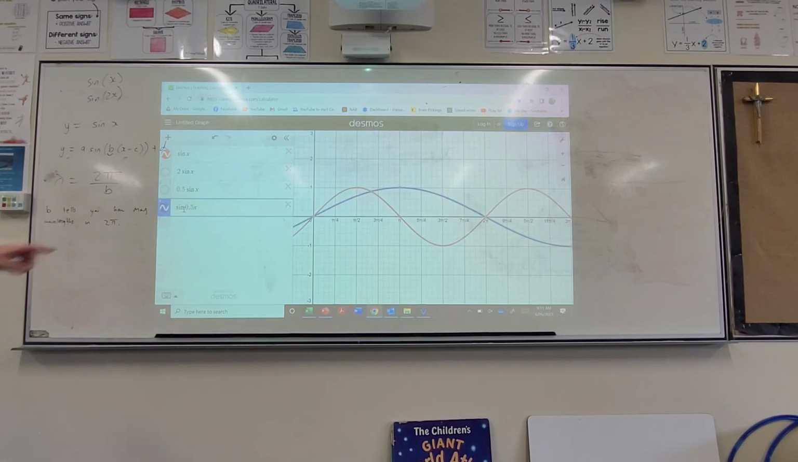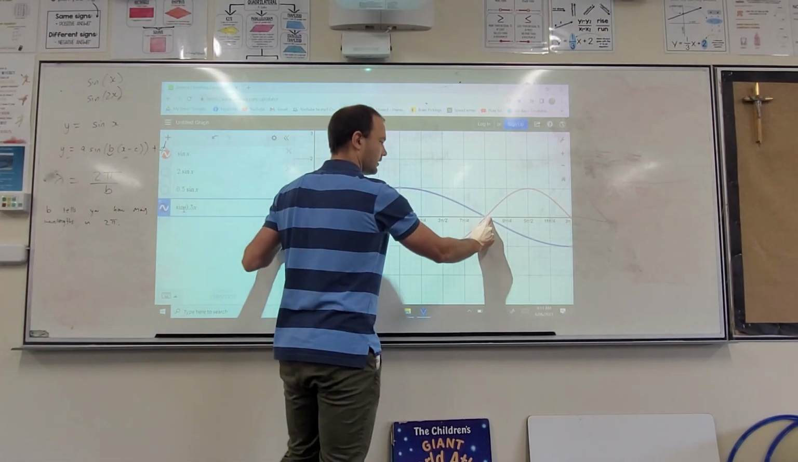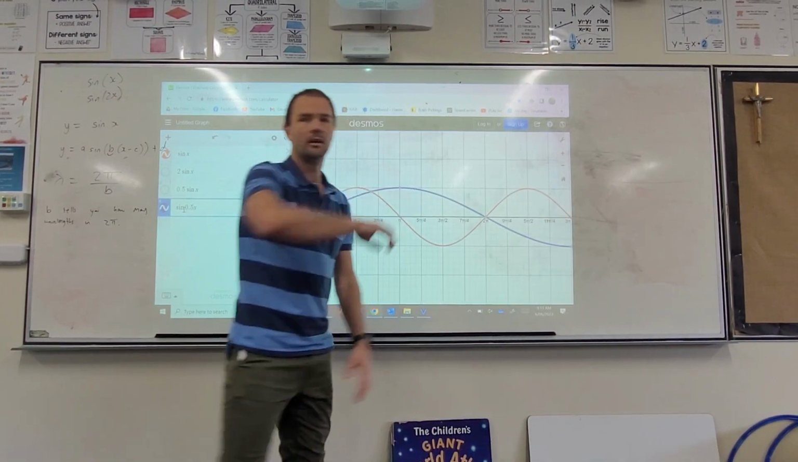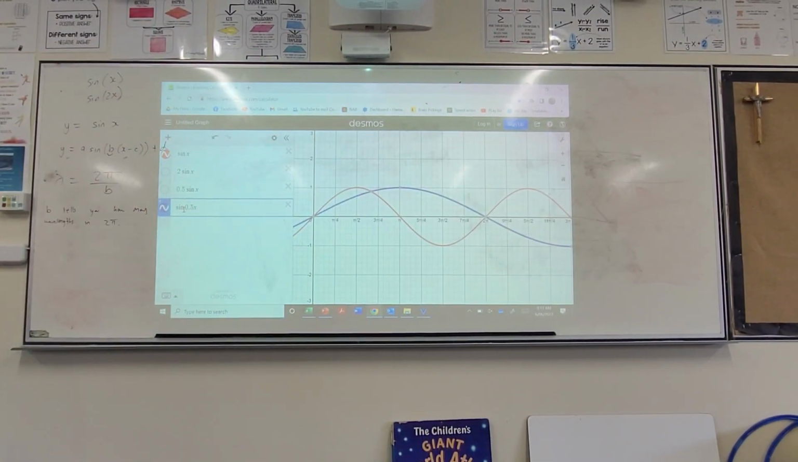Okay, so you can see that's only half of a wavelength. The other half is over here somewhere. All right, and you can keep making that number smaller and smaller. You can have 1/10 of a wavelength. It's going to really stretch it right out. Okay, so that's what that value of B does. Okay, so we've done E, we've done F. Let's move on to G and H.